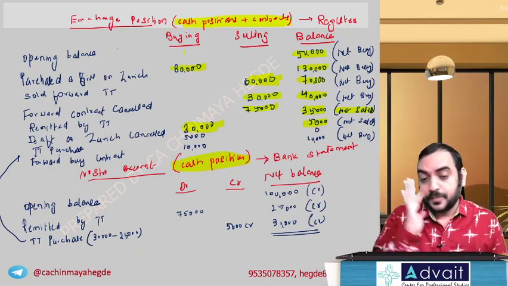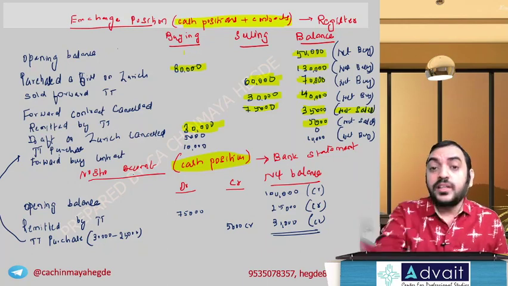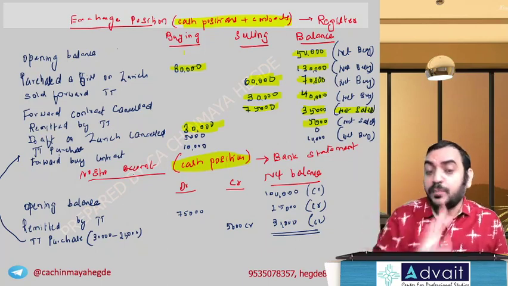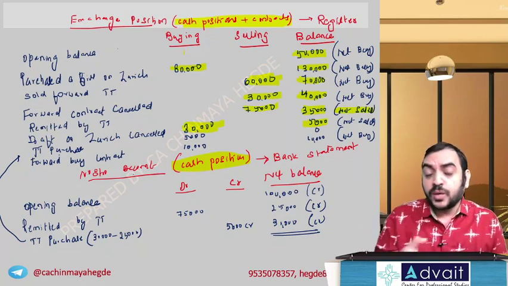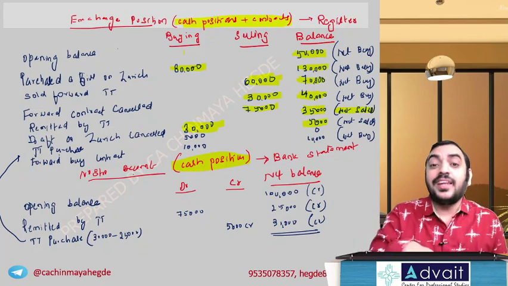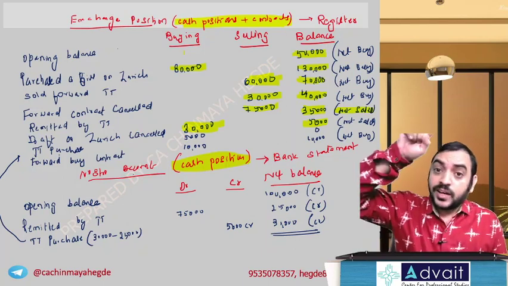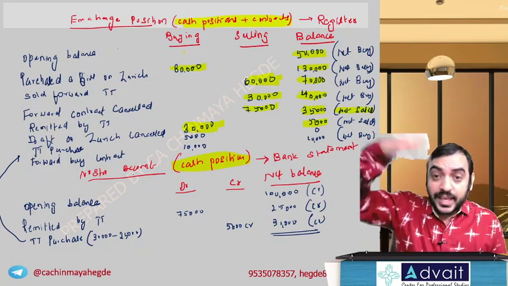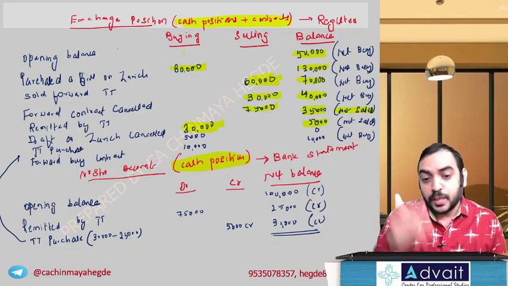But blindly I can't say all the transactions, whatever line item, will come here. Not necessarily. When you execute a forward buy or forward sell, it will not come again in exchange position, because you already entered it when you entered the contract. Again, when you execute, it will not come in exchange position. It will come only in the Nostro account.